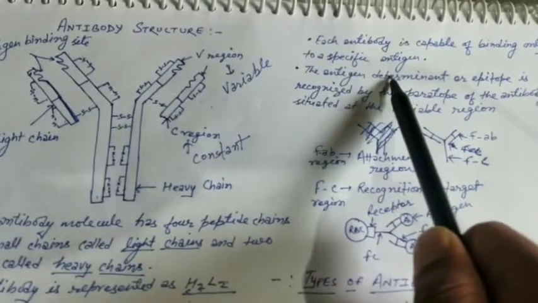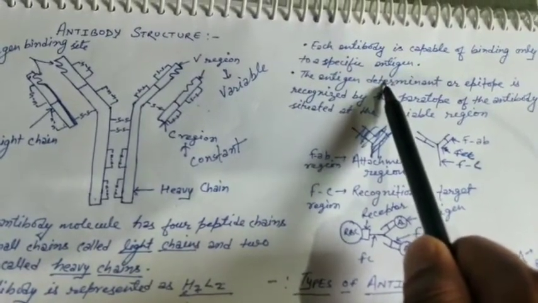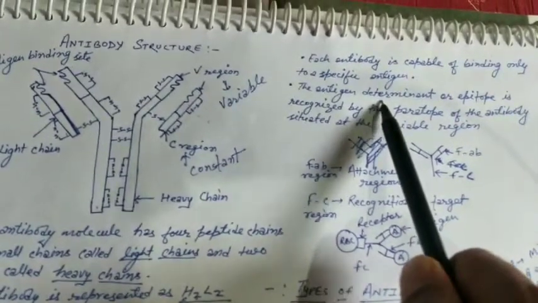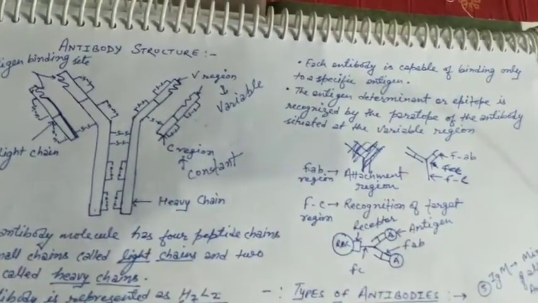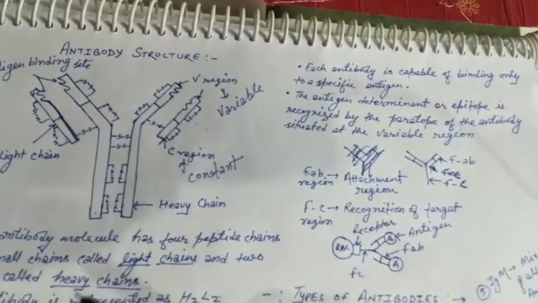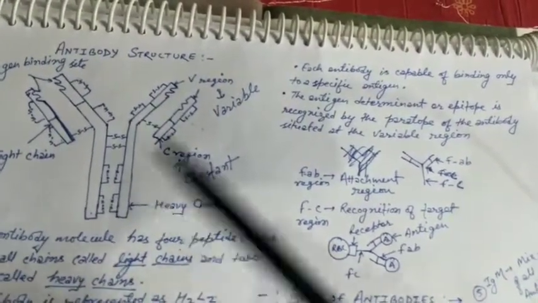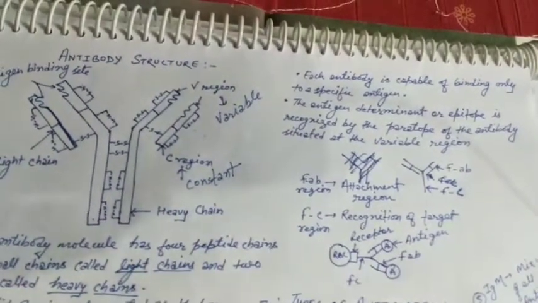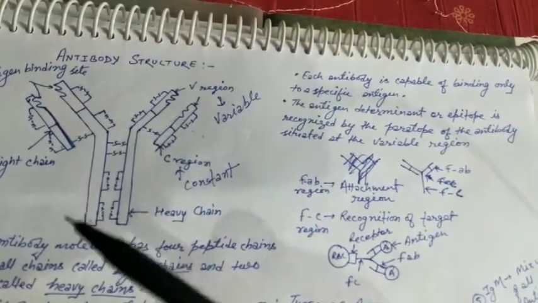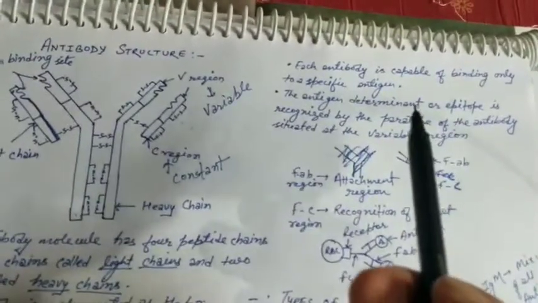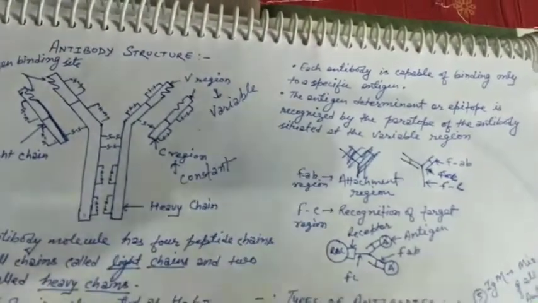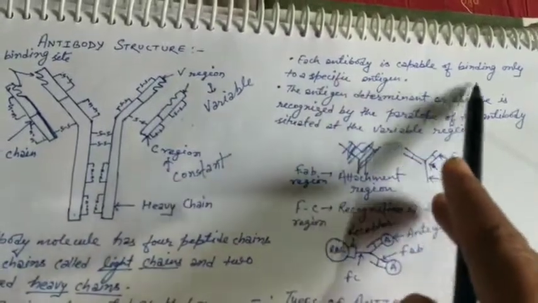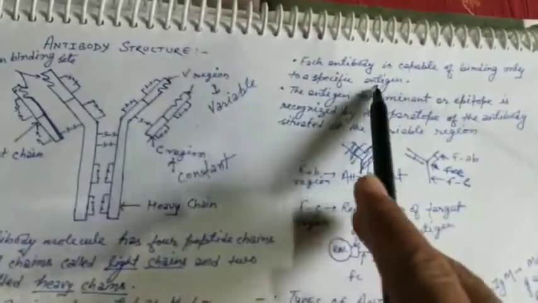ये बात हम लोगों को पता है कि हर एंटीबॉडी स्पेसिफिक एंटीजन से ही बाइंड होती है. ऐसा नहीं होता कि एक ही एंटीबॉडी वन फॉर ऑल हो. If the antibody is for polio, so it can only bind with the antigen represented to polio, or attached with the polio virus, not to the other pathogens. So each antibody is capable of binding only to a specific antigen.